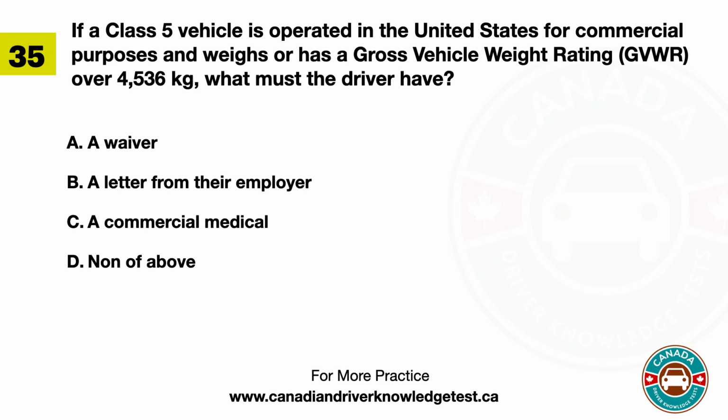Question 35. If a Class 5 vehicle is operated in the United States for commercial purposes and weighs, or has a gross vehicle weight rating, GVWR, over 4,536 kilograms, what must the driver have? A. A waiver. B. A letter from their employer. C. A commercial medical. D. None of above. The answer is C. A commercial medical.